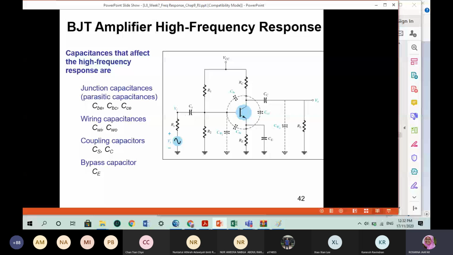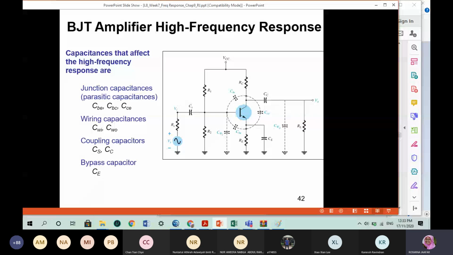Despite having those physical capacitors, when you use a BJT transistor, you will have internal capacitance due to the presence of the PN junction. Between base and collector, you have CBC. Between the base and the emitter, you have CBE. Between the collector and emitter, you will have CCE. And here you have the wiring capacitance, which has two: one is CWI at the input side and the other is CWO at the output. Those with dotted lines are hidden capacitances within the transistor circuit itself.